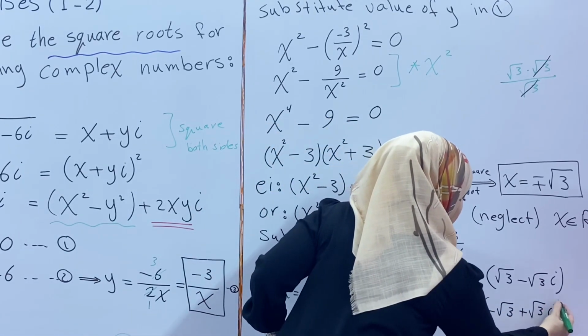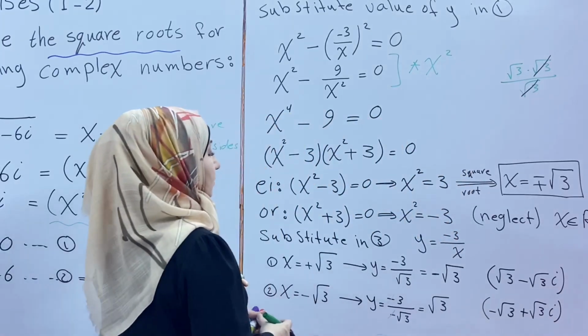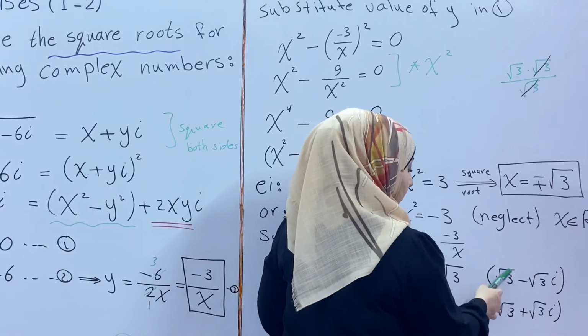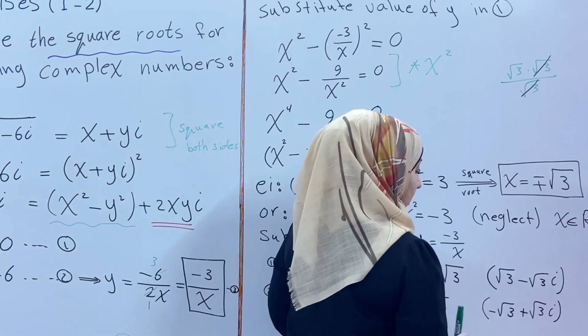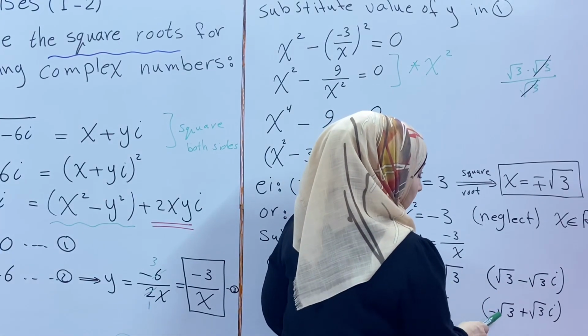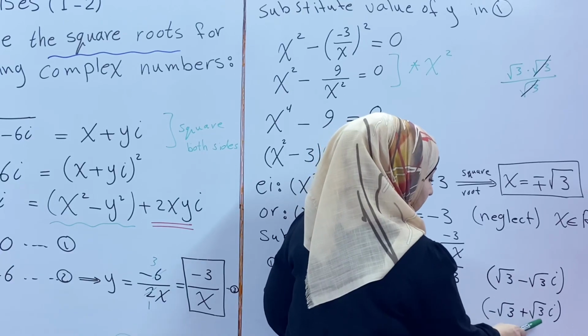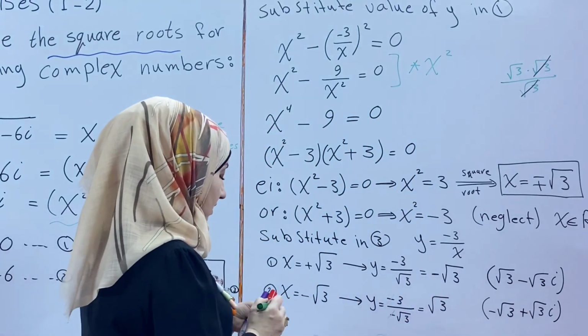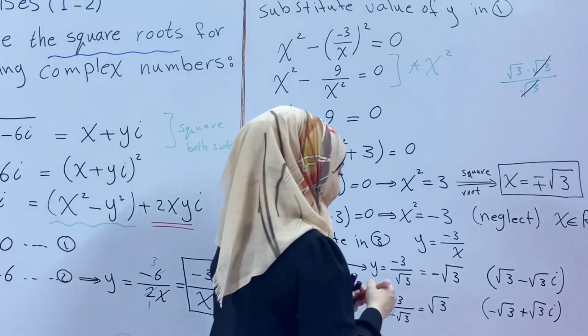So the two roots are, the first root is square root of 3 minus square root of 3i, and the second root is negative square root of 3 plus square root of 3i. These are the two roots.